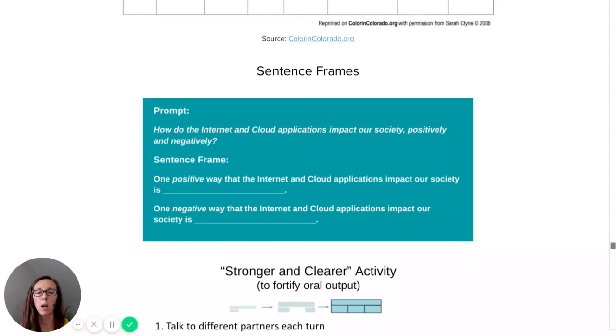But for students who are language learners, whether ELs or other students who just need some language support, sentence frames can be really helpful. So breaking it down even just to one positive way that the internet and cloud applications impact our society is, and then one negative way that the internet and cloud applications impact our society is, breaking it down into those two sentence frames can be helpful in encouraging students to frame their thoughts and to know how to then produce the output to explain their thoughts.